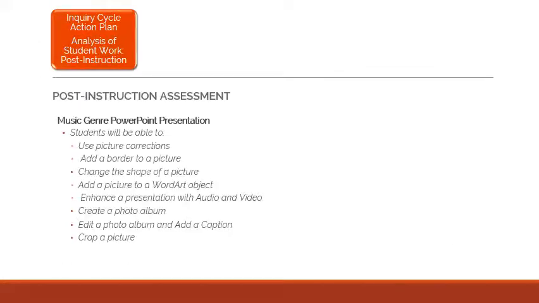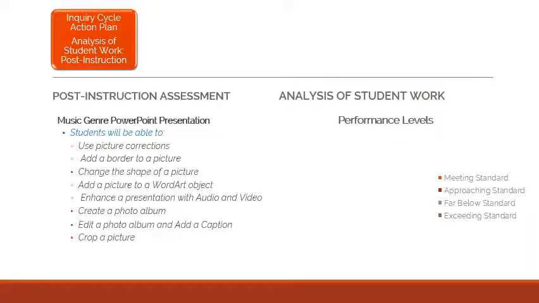I used the project described on the previous slide for my post-instruction assessment. The results are shown here in the pie chart. Half of the class, 50%, met the content standards, meaning they successfully completed both deliverables with edited images and appropriate media. This was a 7% increase over the pre-instruction assessment.